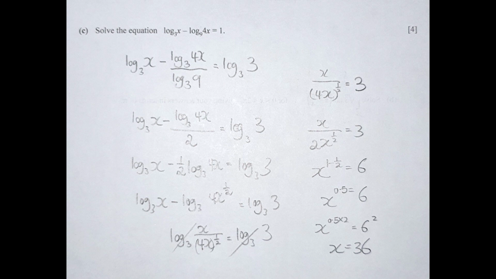x to the power of 1 minus 1 over 2 equals to 6. x to the power of 0.5 equals to 6. So to make it into x, I multiplied the 0.5 with 2. Same goes to the 6, so I'm required to square the 6 as well. So your x final result will be 36.